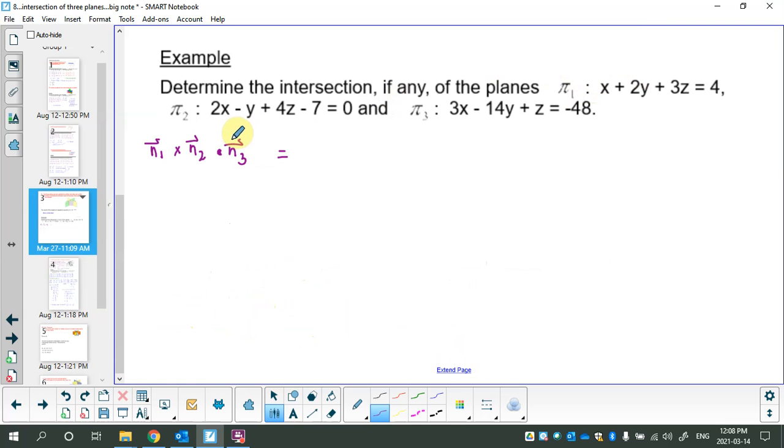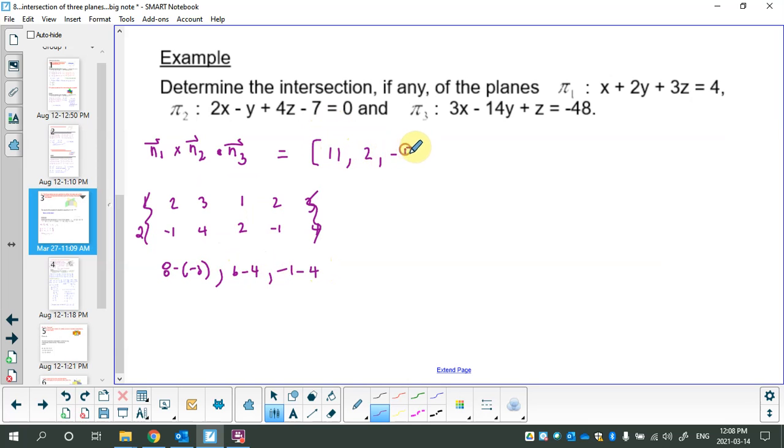I'm going to do N1 cross N2. So 1, 2, 3, 1, 2, 3. Isn't that pretty? Same thing as before. 2, negative 1, 4, 2, negative 1, 4, gone, gone. Down to the right, minus down to the left, down to the right, minus down to the left, down to the right, minus down to the left. So there's the result of the cross product.